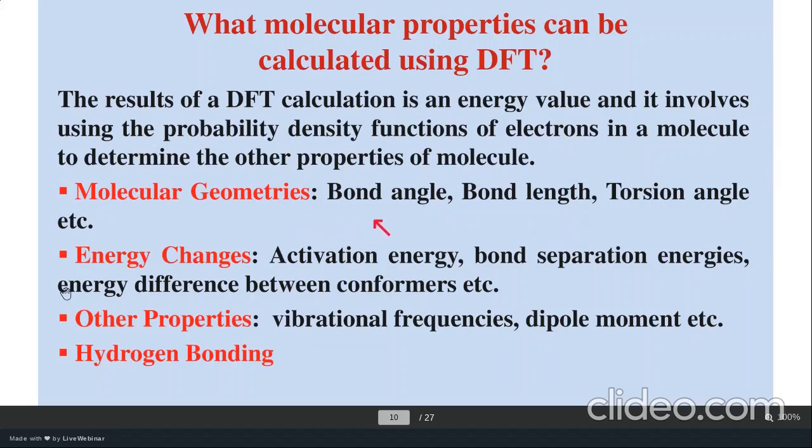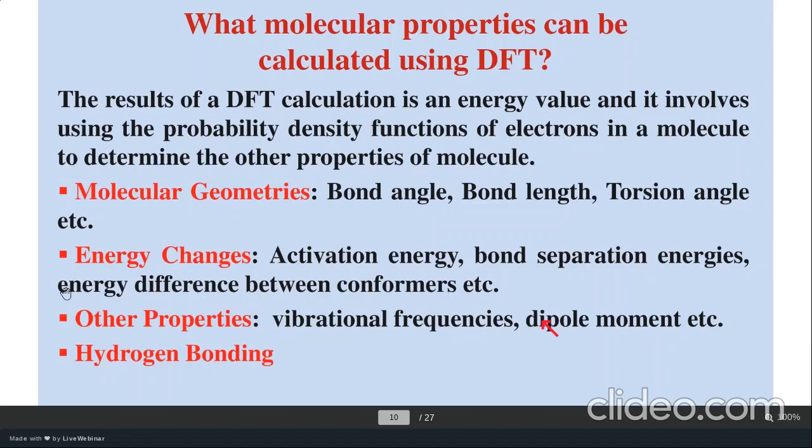Actually, when we optimize our molecule, we get optimized data, and we open it in GaussView. We will find the bond angle, bond length, torsion angle, and any other molecular geometry properties of that molecule. Also the energy changes, the activation energy, the bond separation energy, and the energy difference between the conformers. Other properties are the vibrational frequency and dipole moment. After optimizing the data by using the software, here I'm using Gaussian 09 and GaussView 5.0.